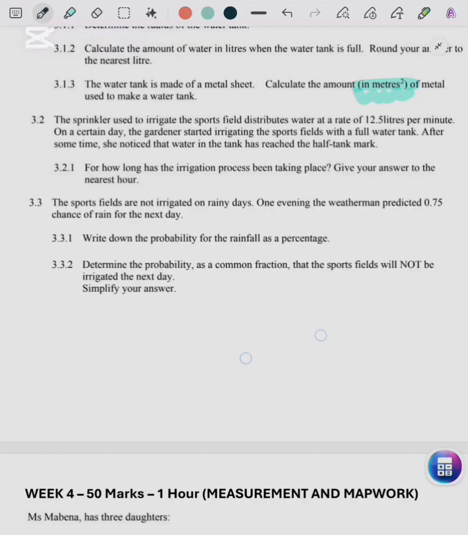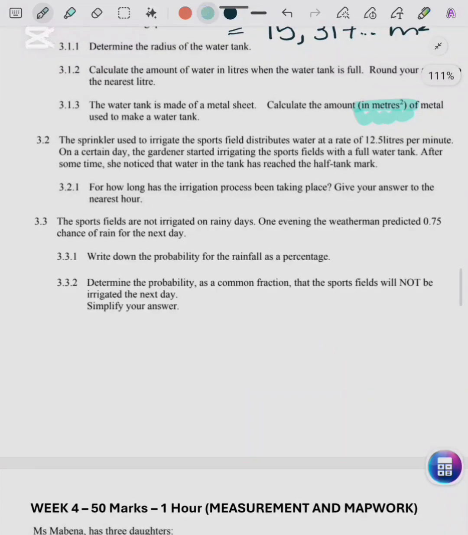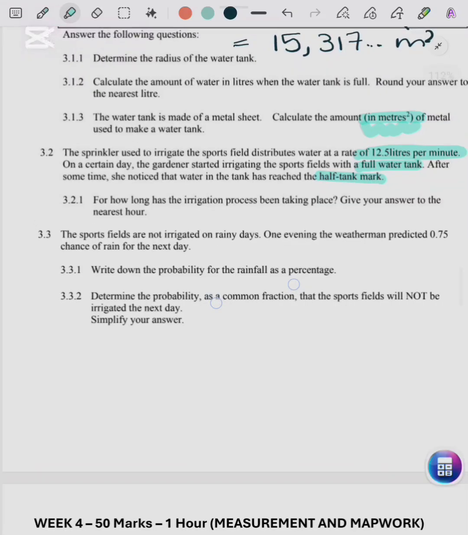Okay, so let's break down what we have here. We have the sprinkler rate of 12.5 liters per minute. Okay, and we know we were going from a full water tank to a half water tank. So the question is, how much water was used in that time? And then we can figure out how many minutes that was. Okay, so how much water was used? Well, how much water was in the tank to begin with?